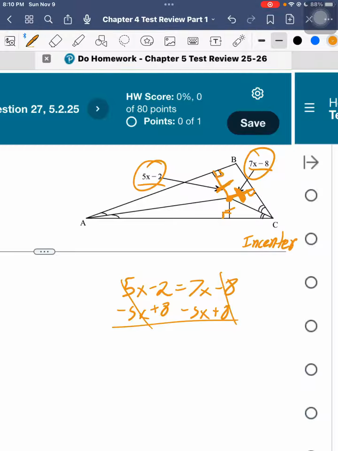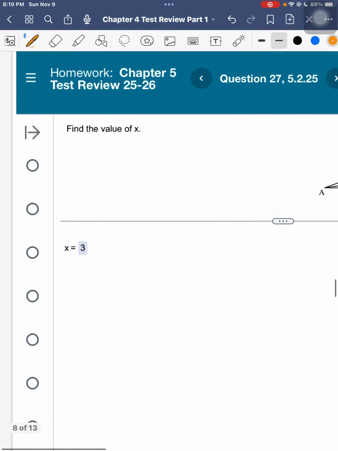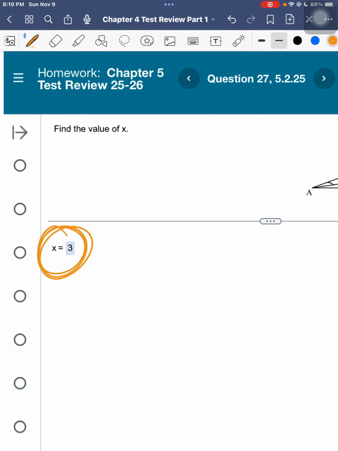So negative 2 plus 8 is 6. 7x minus 5x is 2x. So divide by 2, divide by 2. x is equal to 3. Okay? So x is equal to 3.